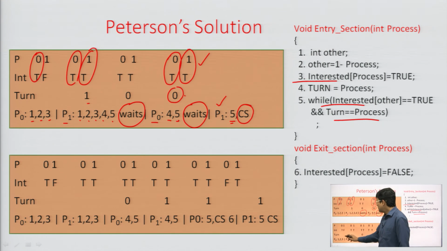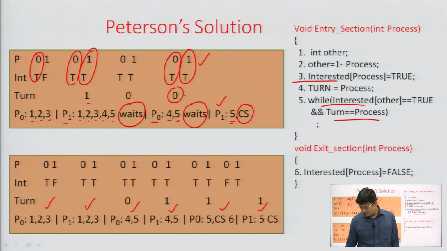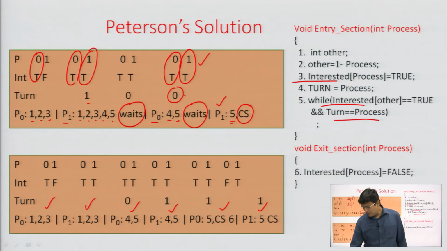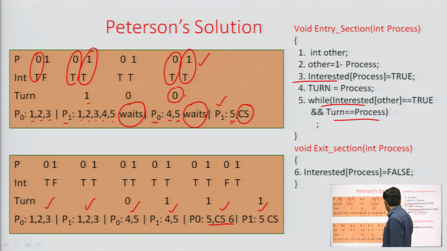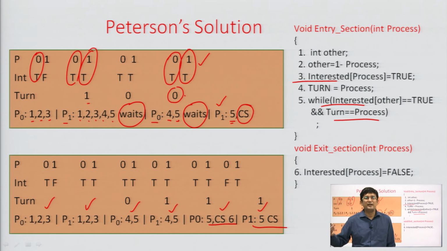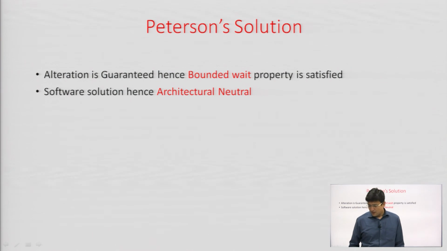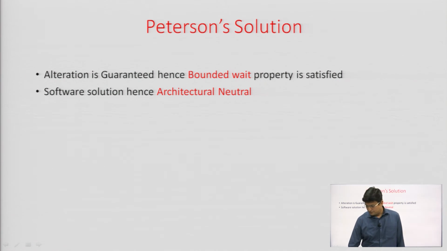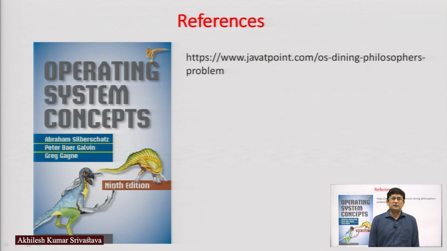So, now if you execute the statements here also, the P1 process can enter the critical section only after P0 exits. So, the mutual exclusion property is satisfied. Now, alternation is guaranteed. You can see in this example, in the example below, that P0 enters the critical section, then P1 enters. After this P0 will enter and then P1 will enter. So, it means that bounded wait is satisfied, and the solution is also architecture neutral because this is a software solution. So, these are the references for this lecture.